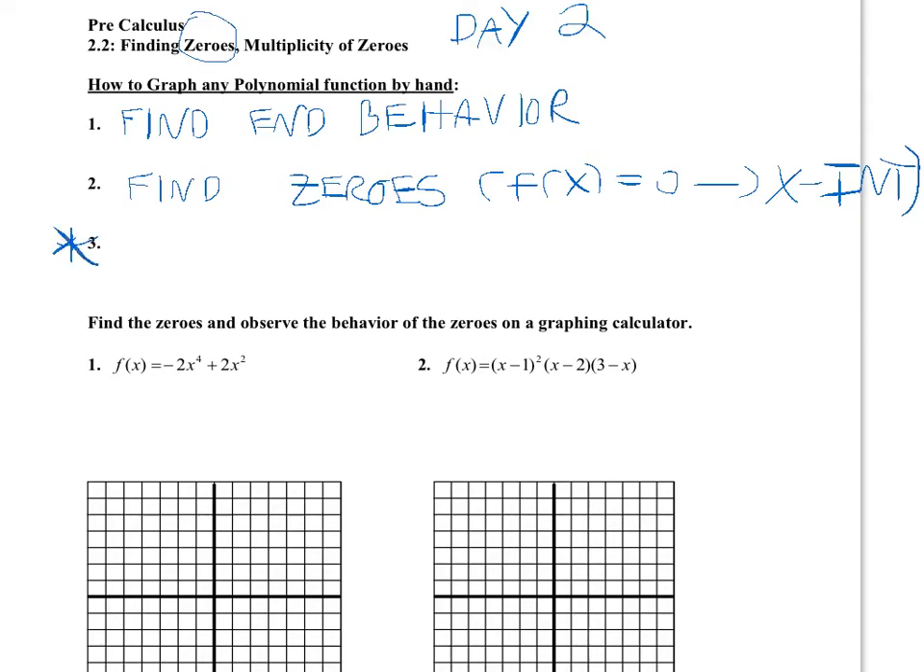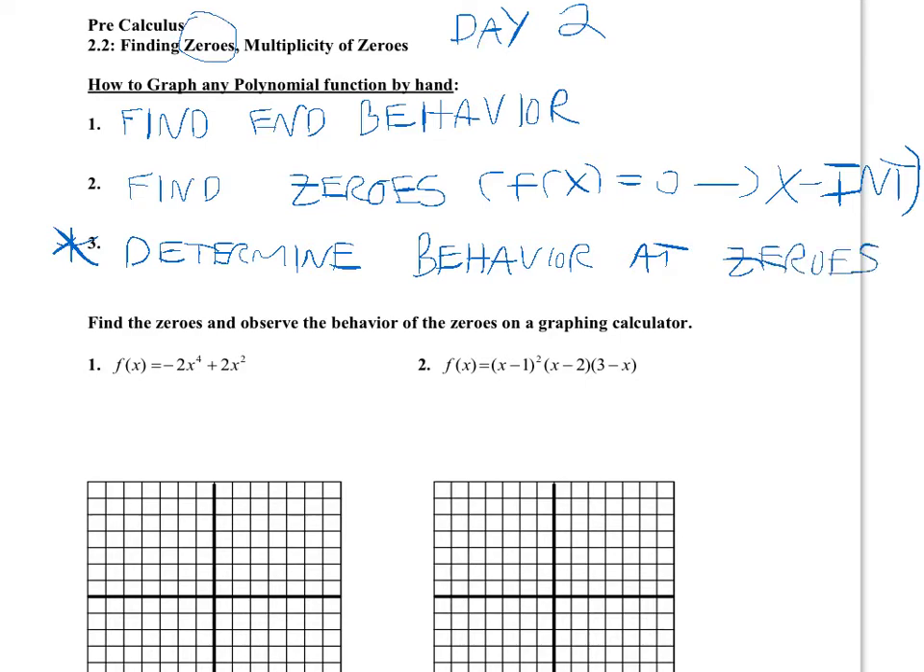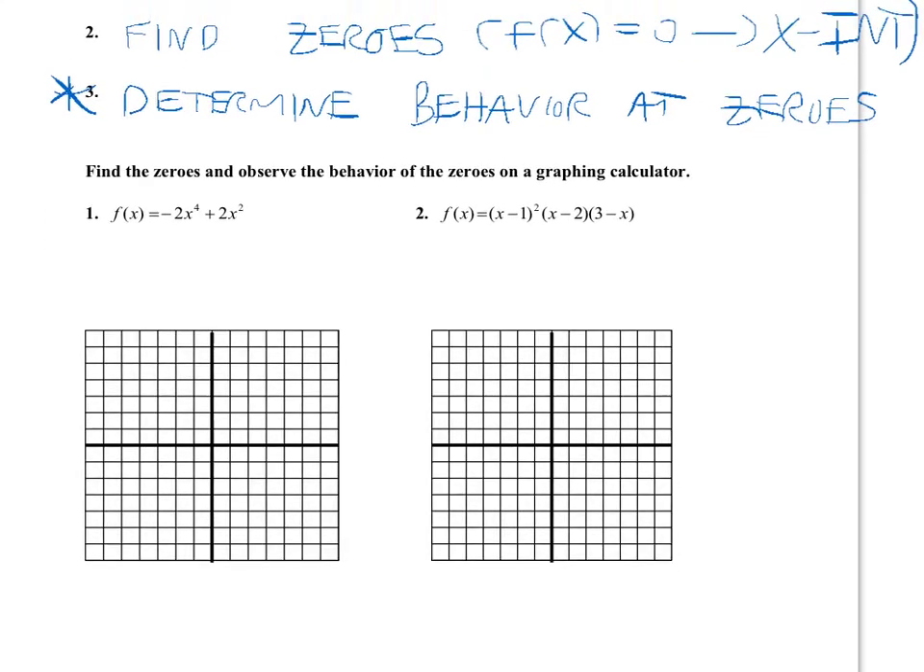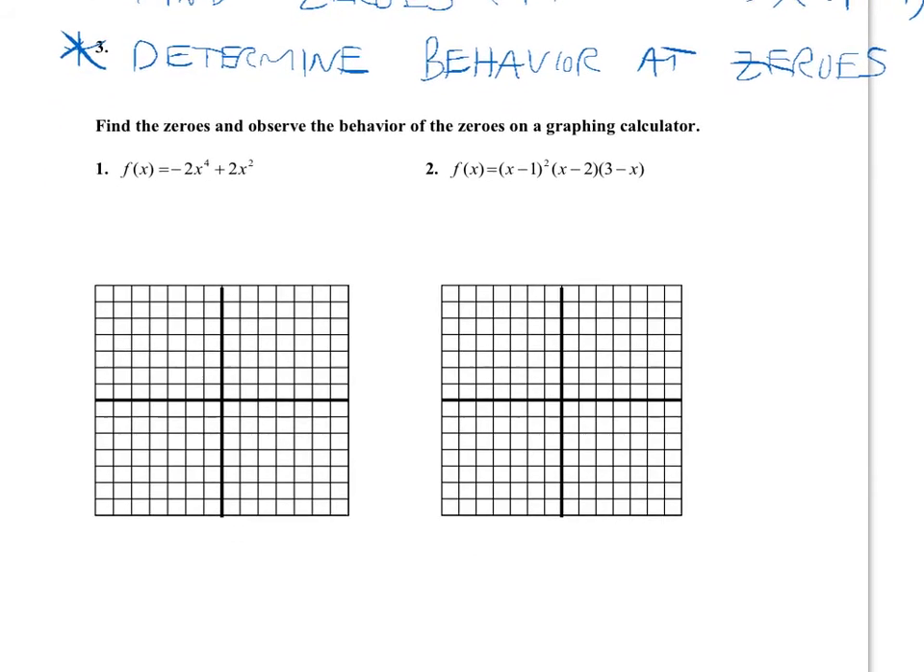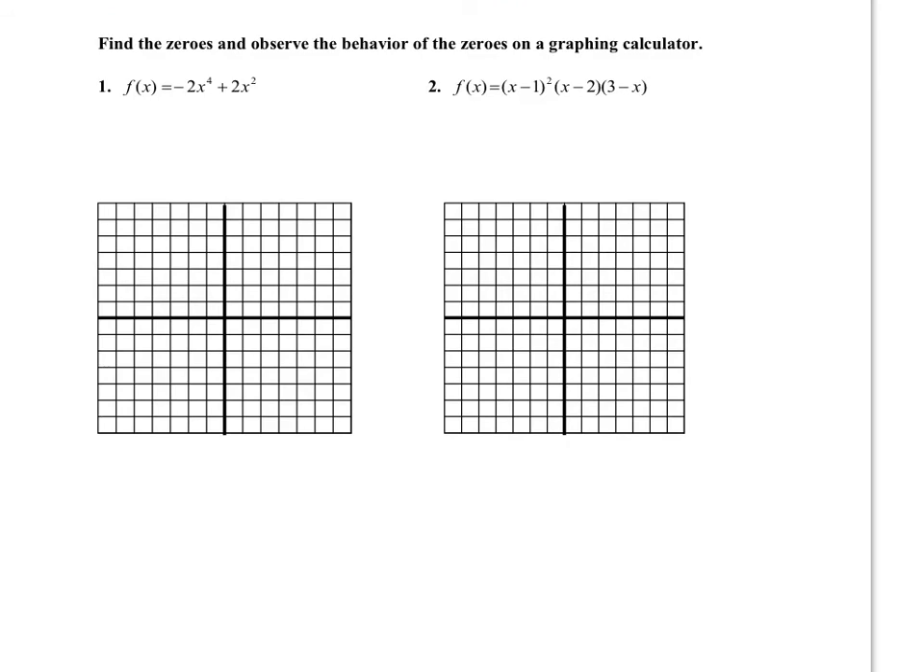I'll star this. Now, just like we determined end behavior, now I'm going to determine the behavior at the zeros. So let's put that. Determine behavior at the zeros. All right. So this is kind of our template to get any rough sketch of a polynomial function. All right, let's do the first one. And we're going to follow this, steps 1, 2, and 3. Okay, again, I'm not using any graphing calculator here. I'm just going to follow these 3 steps.